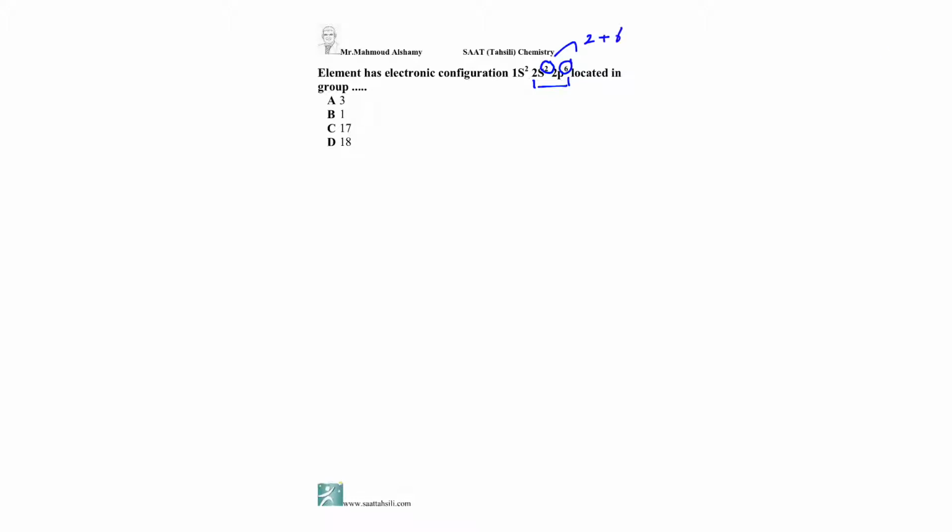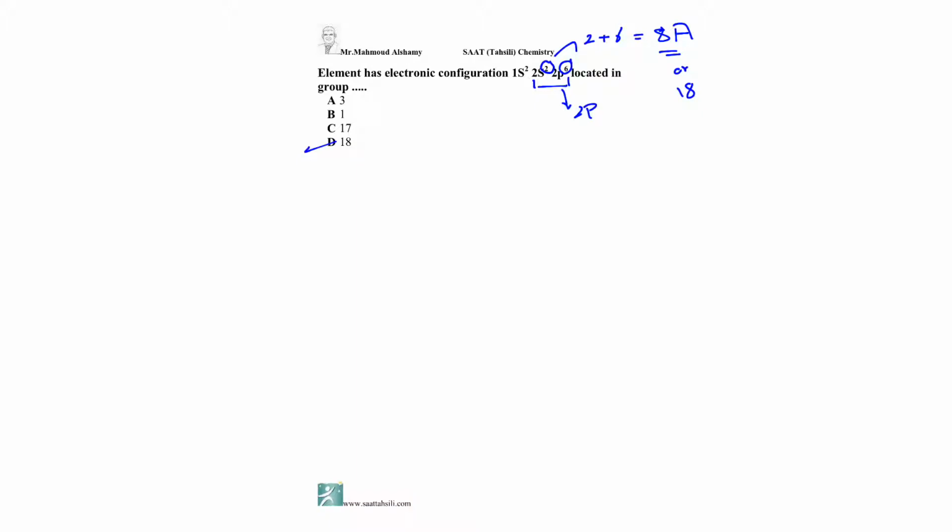So 2 plus 6 is going to be 8. We can say it's 8A because the electronic configuration ends with p, or 2p, so it must be in group 8A, or group 18. So match the letter D.